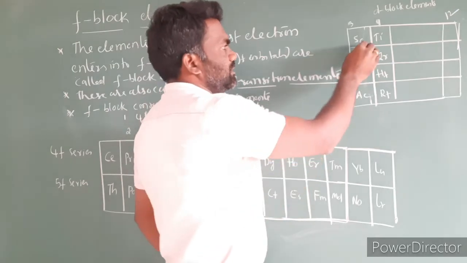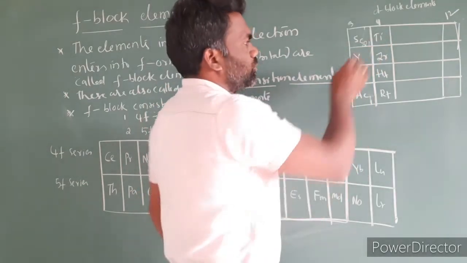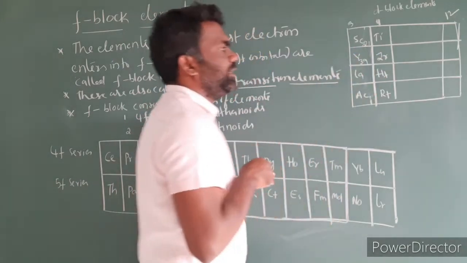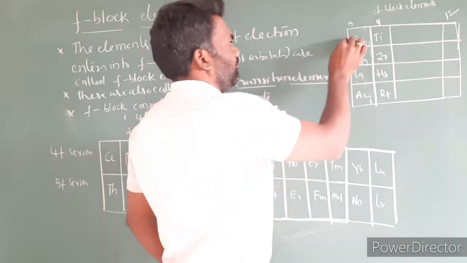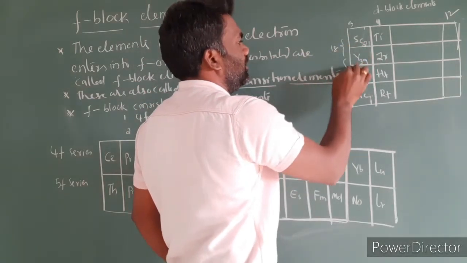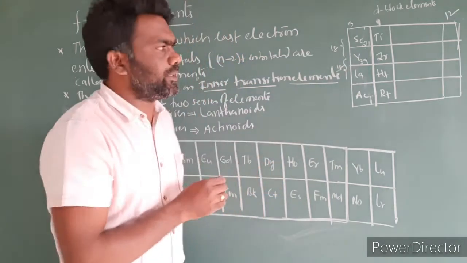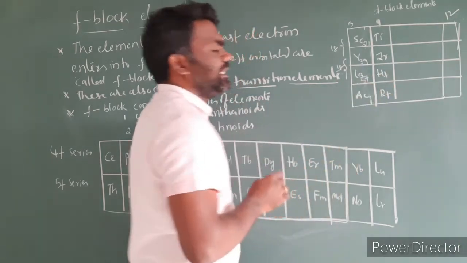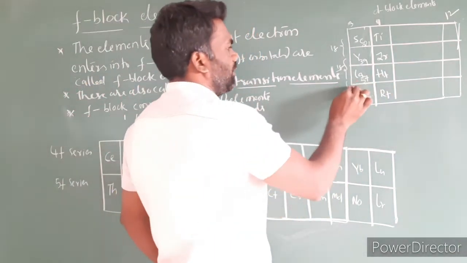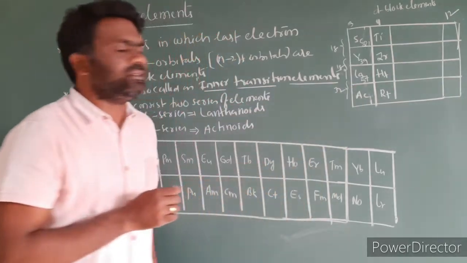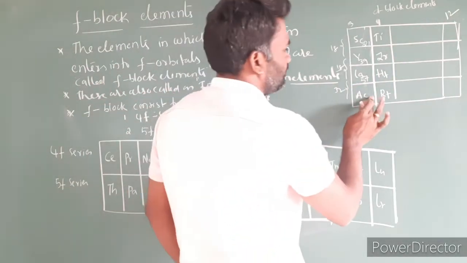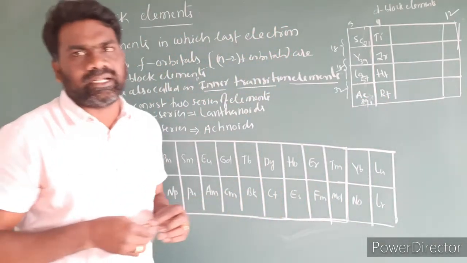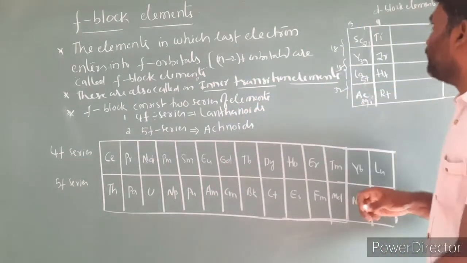Now the atomic numbers of these elements. The atomic number of scandium is 21. To this 21 we add 18, and 21 plus 18 gives 39, the atomic number of yttrium. To 39 we add 18 to get the third element: 39 plus 18 is 57, which is lanthanum. To this 57 we add 32, and we get 89. The atomic number of actinium is 89. Next we will write the atomic numbers of fourth group elements.